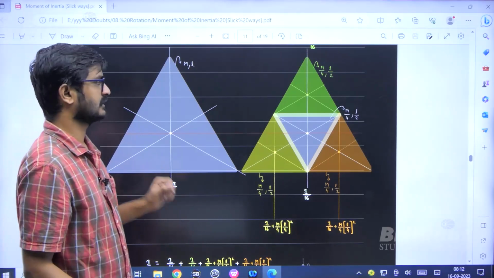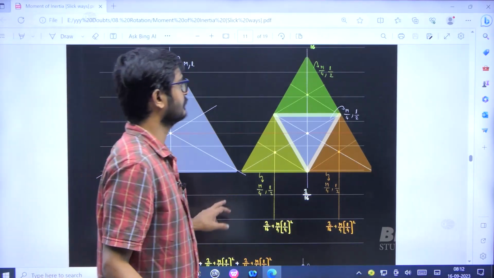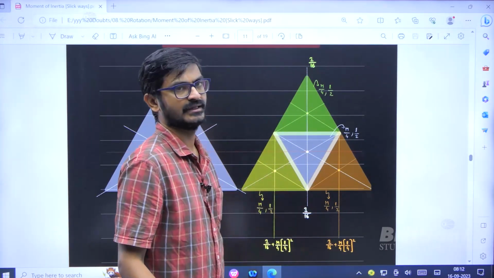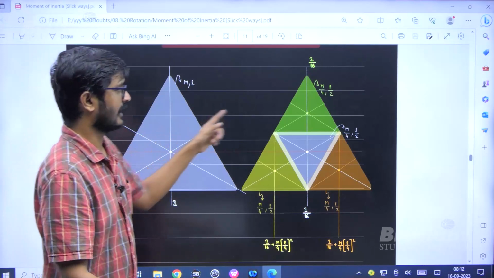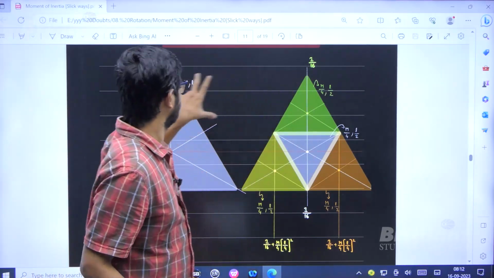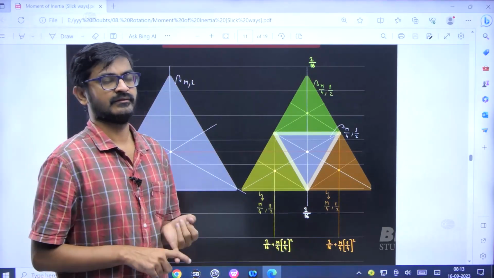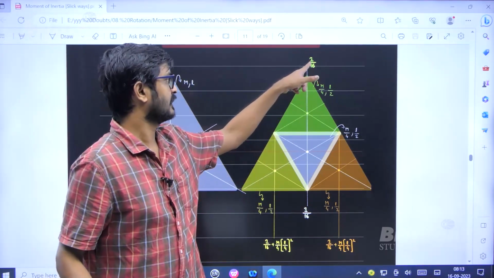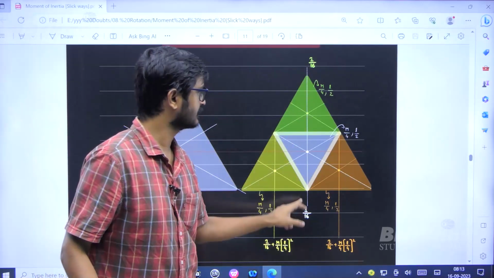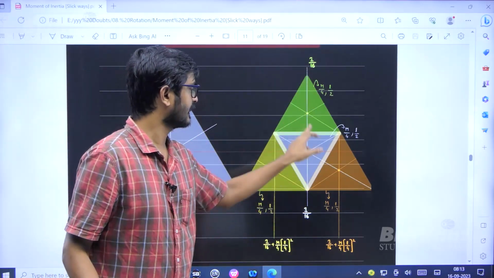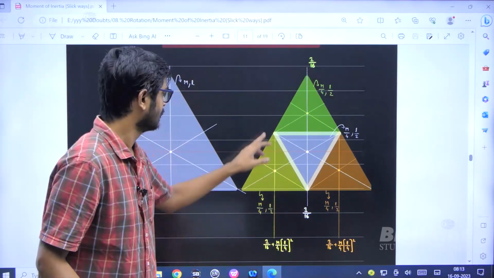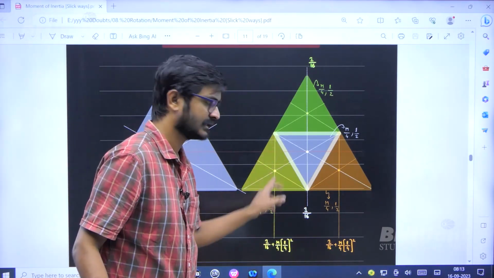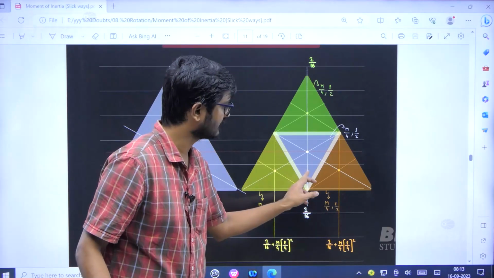If the moment of inertia about this axis is I, I am going to argue the moment of inertia of this green triangle about this axis is going to be I by 16, because mass is becoming 1/4, length is becoming half, so moment of inertia will become 1/16. So the green triangle about this axis is going to be I/16, the white triangle about this axis is going to be I/16, the yellow triangle about this axis is going to be I/16.